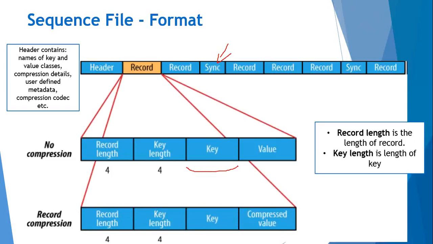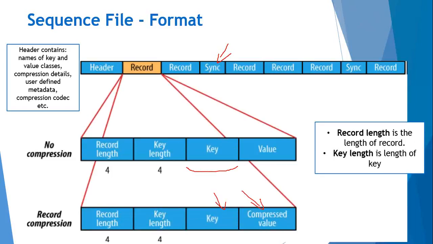And if the data is compressed, your record will contain again the record length, the key length, the real key, the key is not compressed, and the compressed value. So this is how your sequence files contain your data.